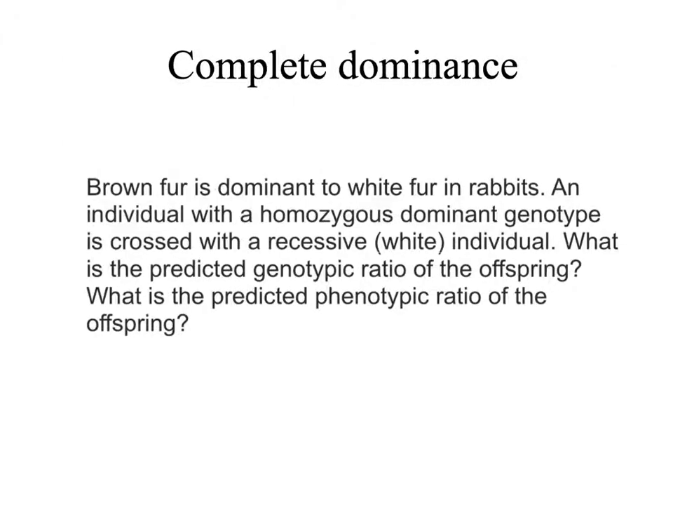So far, all of the problems that we have been working on have been with complete dominance. This means that the dominant allele completely masks or hides the recessive allele. Let's work through another example. Here is our next problem. Brown fur is dominant to white fur in rabbits. An individual with a homozygous dominant genotype is crossed with a recessive white individual. What is the predicted genotypic ratio of the offspring? What is the predicted phenotypic ratio of the offspring?